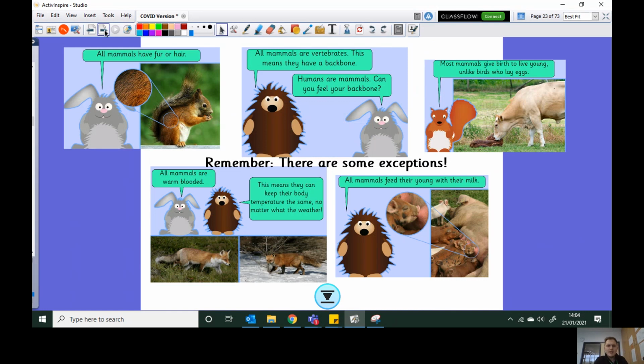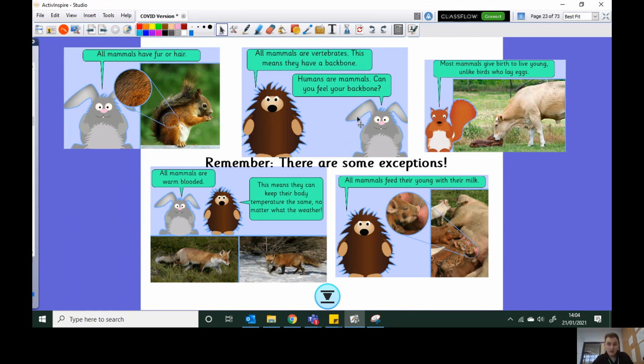So let's look at what it means to be a mammal. All mammals have fur or hair, and there's a picture of a squirrel there. I'll give you an example. All mammals are, this is a tricky word today, vertebrates. Can you say it? Vertebrates. Well done. This means they have a backbone. They've got a spine, a bone, or sets of bones that go down their back and give their back structure.